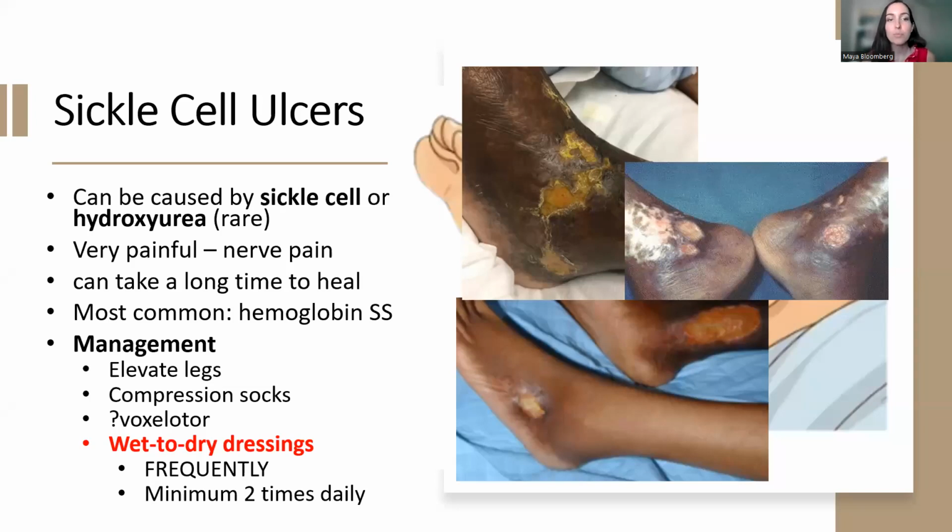We remove the dead skin with wet to dry dressings, and don't just fold your gauze and put it down. When you take your gauze, I always say, feather it. You kind of just want to push and create all these little different nooks and crannies. This is wet, you put it on your wound, and then you put a piece of dry gauze on top of it. So when it dries and you remove it, it traps all of those little dead cells in the gauze to help remove the dead tissue to allow for healing. You want to do this frequently, a minimum of twice a day.